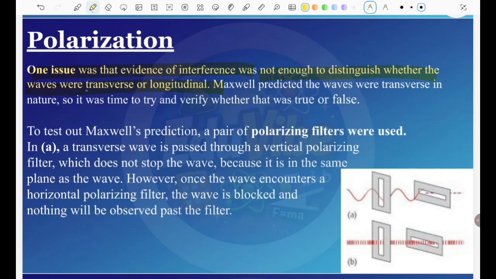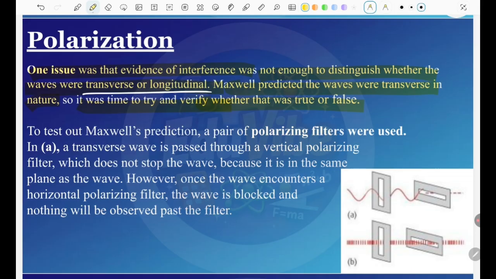You can know that transverse waves are of two types. These are the two types. So we don't know from the interference what type of waves we have, transverse or longitudinal. After that, Maxwell predicted the waves were transverse in nature. So it was time to try and verify whether this was true or false.